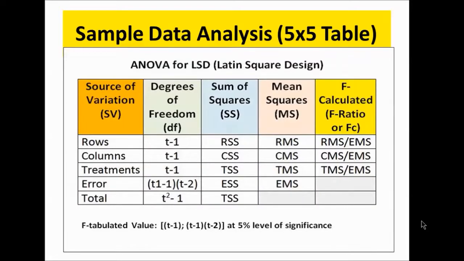When we're done gathering the data, we present the result after computation, the analysis of variance, and this is the form of the ANOVA for LSD. The source of variation, we have rows, columns, treatments, error, degrees of freedom, sum of squares, mean squares, and the calculated value or F ratio. By the way, this will be tested at 5% level of significance or 95% confidence level.